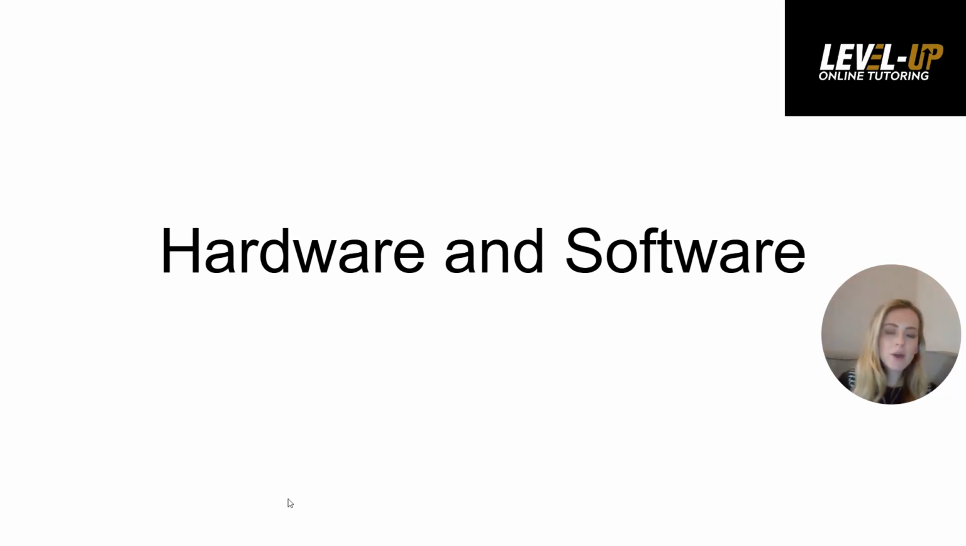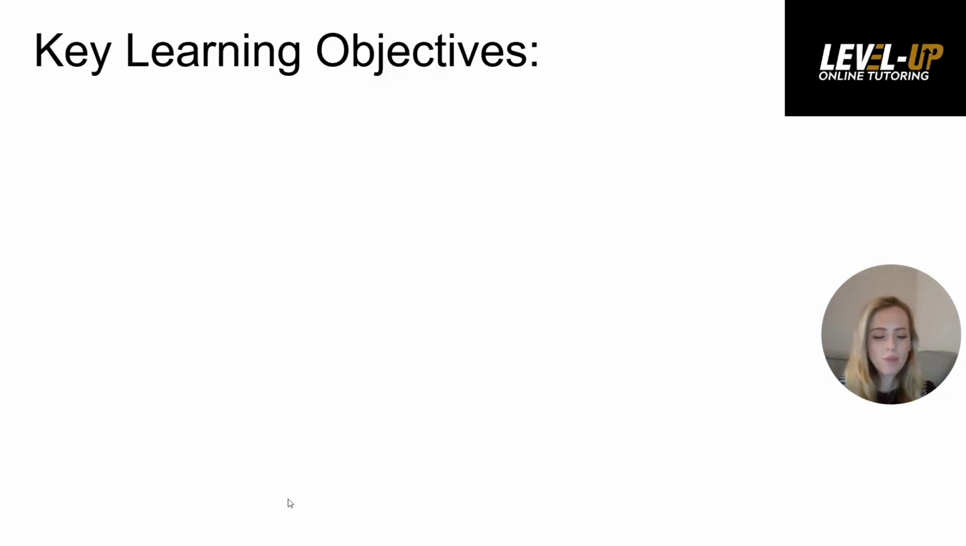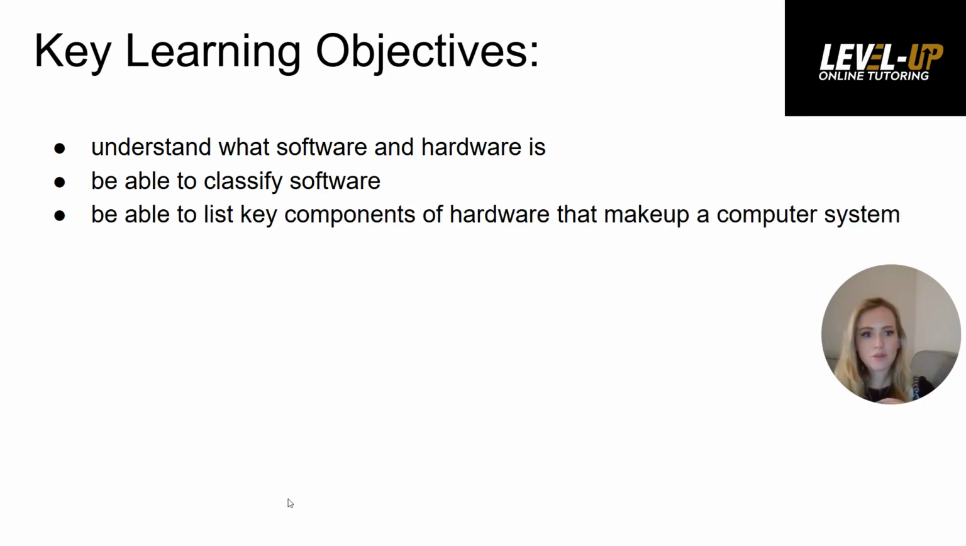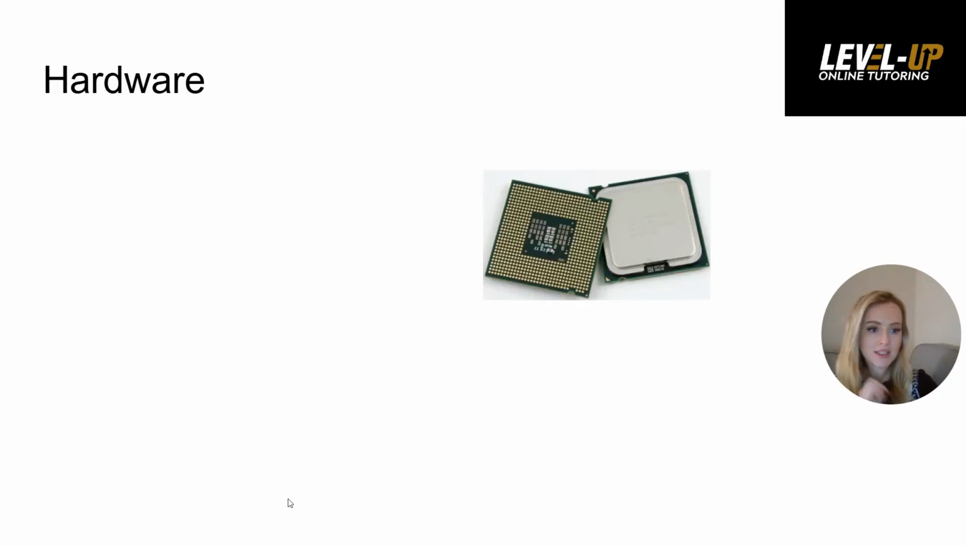Hi there, today we're looking at hardware and software and the different types the exam board would like you to know. Some key learning objectives are understanding the definition of hardware and software, and being able to explain it to a GCSE standard, able to classify software, and able to identify key components that make up a computer system.